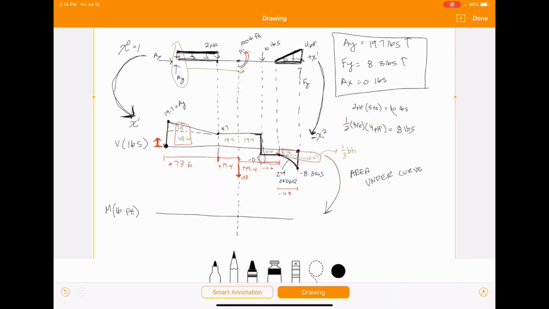So we have no moment reaction on the left end of the beam, so it's going to start at 0. And then we've got to go up to 73.6. And then we're going to add 19.4 to that 73.6. And we're going to get 93. Subtract 100. Remember, because that concentrated moment bumps us down. So we're going to get -7.